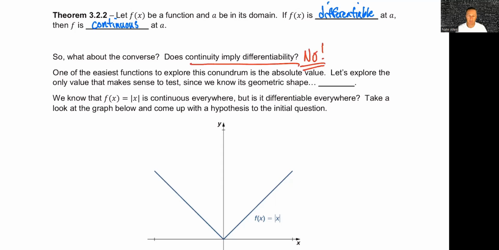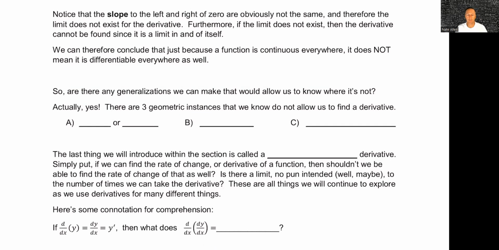So as we mentioned, if we were to look at the absolute value at 0, we knew that just because it's continuous does not mean it's differentiable everywhere. So where else might this occur? So there are 3 different things that unfortunately will not allow us, even though it's continuous, to be able to find a derivative of. So the first one we know, because of the absolute value, that's at a corner, or what we call a sharp turn.